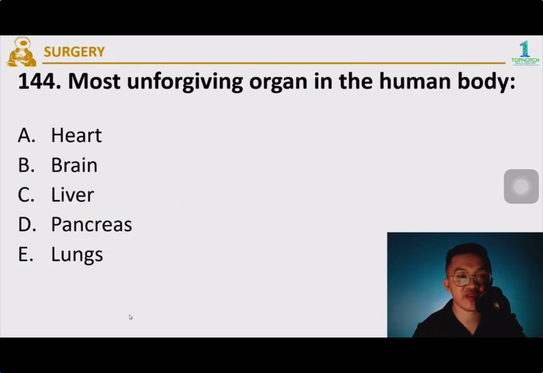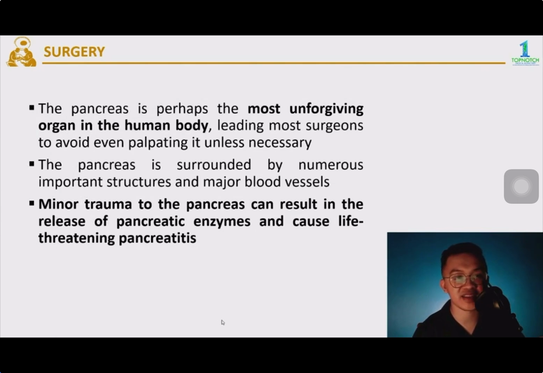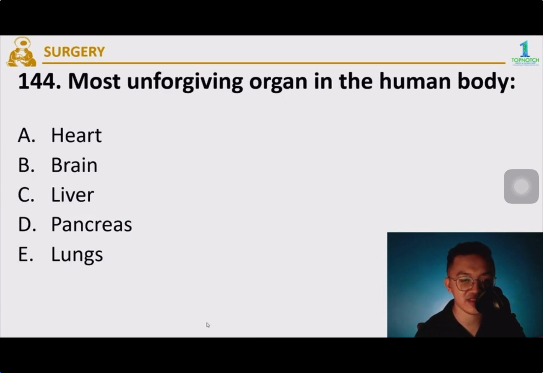144, the most unforgiving organ in the human body is your pancreas. Your pancreas is surrounded by numerous important structures and blood vessels, and minor trauma to the pancreas can lead to the release of pancreatic enzymes leading to pancreatitis. That's why it's called the unforgiving organ. As they say in general surgery, there are only 3 rules: sleep while you can, eat while you can, and never, ever, ever touch the pancreas. So for 144, the correct answer is letter D, pancreas.